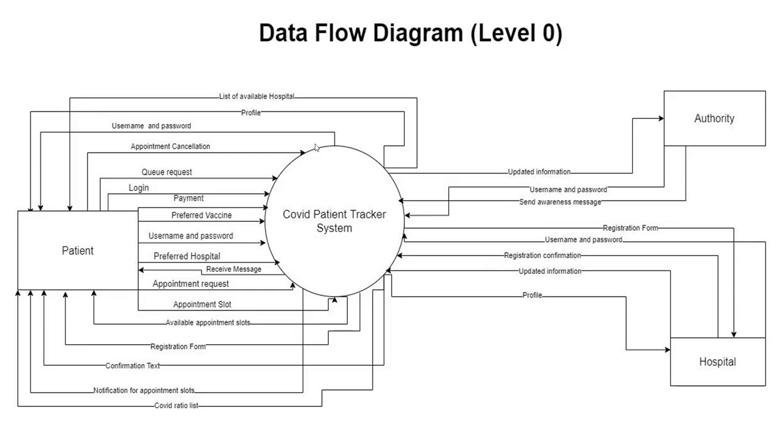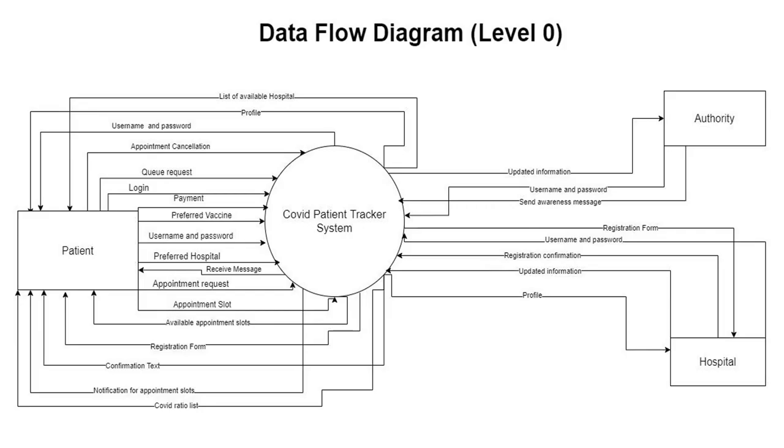From entity to process, there are data flows. Our software system needs a lot of information. Here, the patient can request login information, username and password, list of hospitals, and payment methods to process. Then our process can read that information. Similarly, when hospital authorities send registration confirmation, then the process shows their profile. So, the government authority receives updated information from the hospital authority. They immediately send awareness messages. This is how data flows from entities to software in the level 0 diagram.